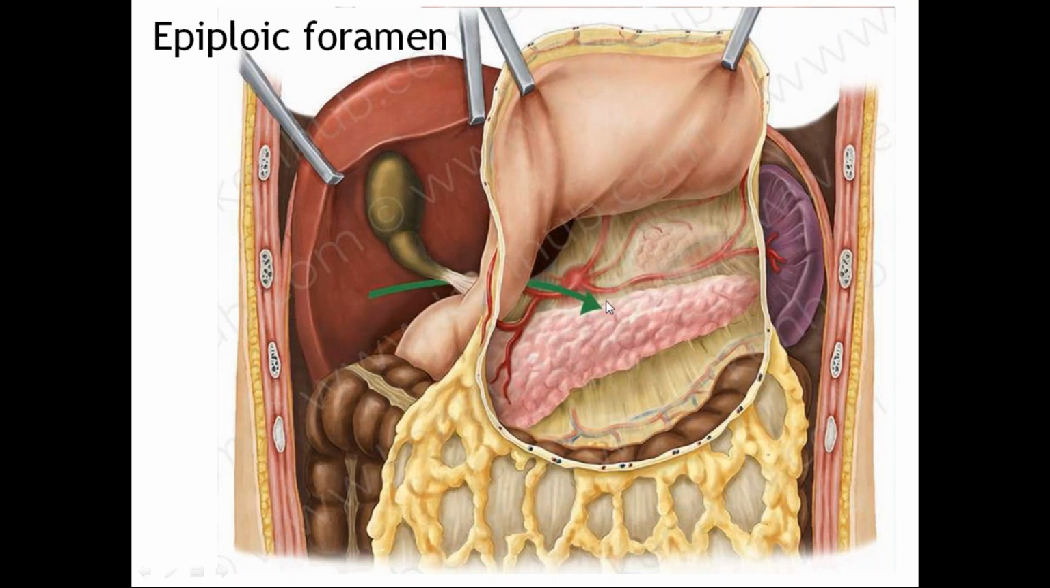This green color arrow is the epiploic foramen. What is the other name for the epiploic foramen? Foramen of Winslow. Or you can say it is the opening to the lesser sac.